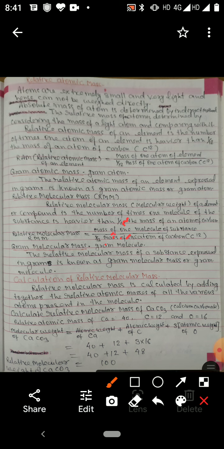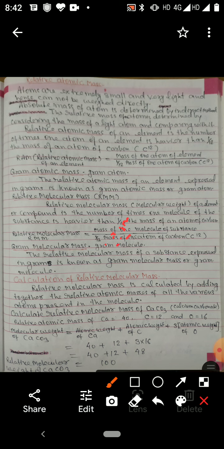But now, carbon-12, that is the isotope of carbon C12, is considered the standard for comparison of the mass of other atoms or molecules. So according to this, the relative atomic mass of an element is the number of times one atom of an element is heavier than 1/12 the mass of an atom of carbon.